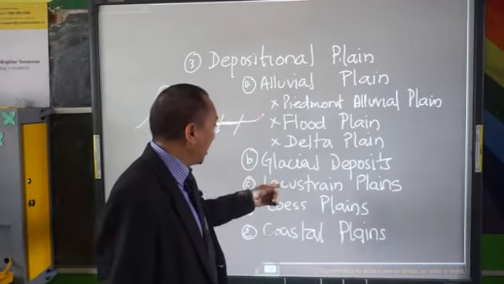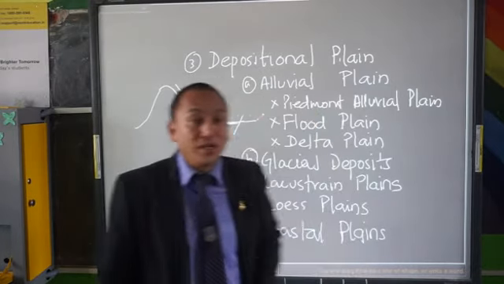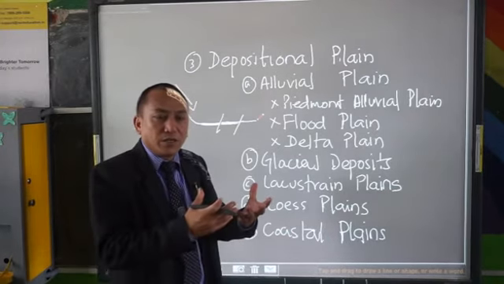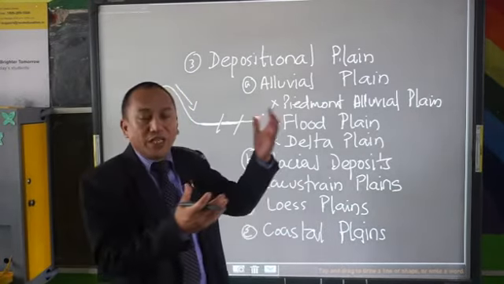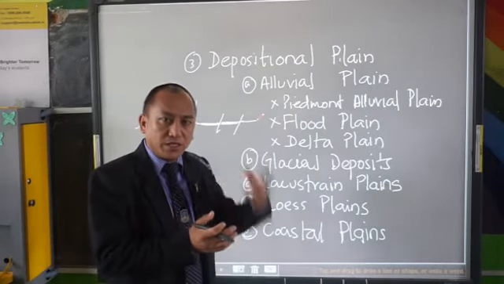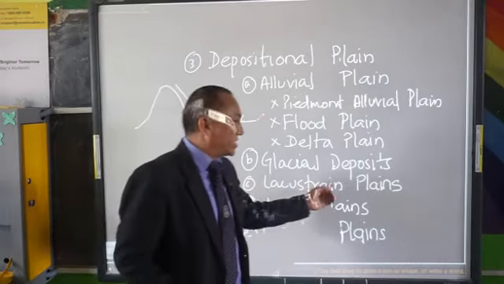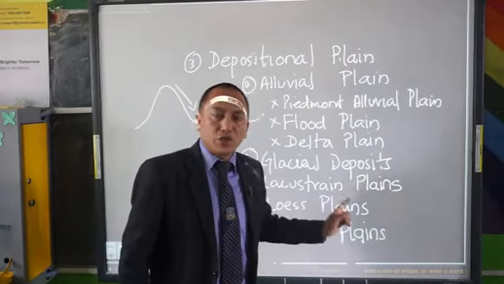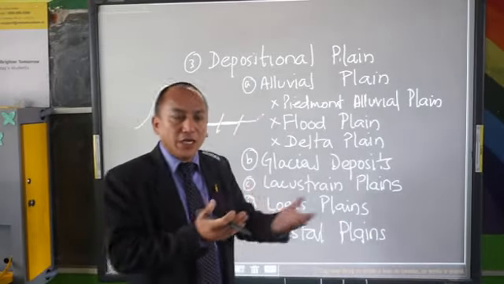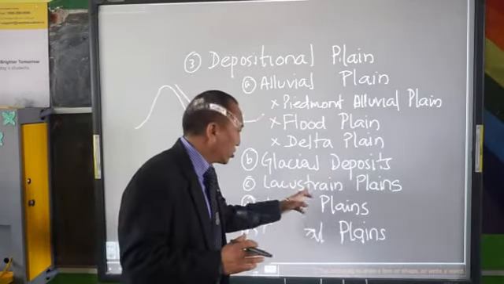Then we have the next one, that is the lacustrine plain. Lacustrine plains are plains formed by the filling of sediments in lake beds. That means when the lakes are filled with sediments brought down from the mountains or hills, and they are deposited there and a plain area is formed, it is called a lacustrine plain. It is formed when sediments are deposited in shallow lakes, turning them into flat land.